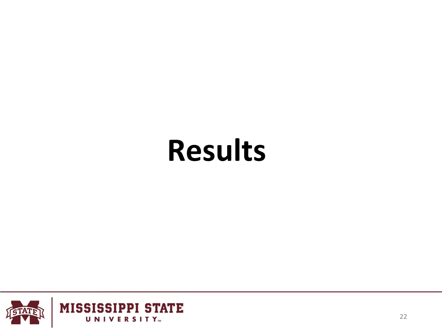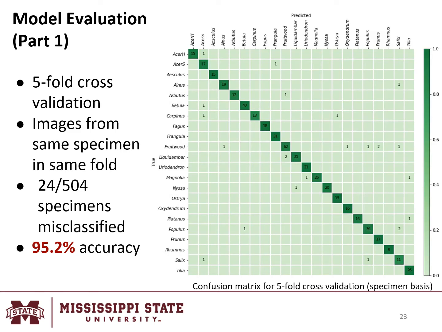This brings us to our results. Here we have the model evaluation. Shown is a confusion matrix for the five-fold cross-validation model on a specimen basis. As you can see, we had a 95.2% accuracy, and only 24 of the 504 specimens were misclassified. Each of the 504 specimens contributed images to exactly one fold.